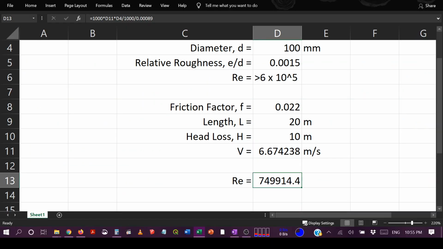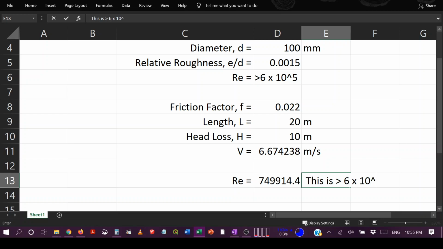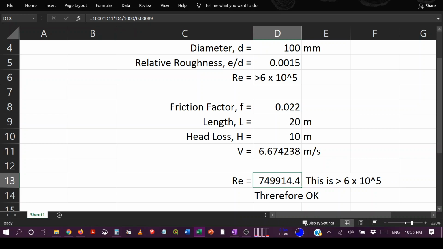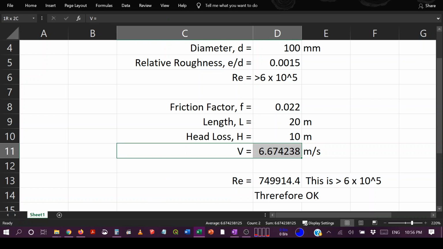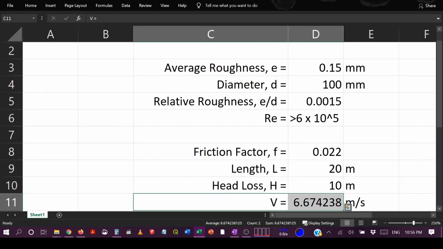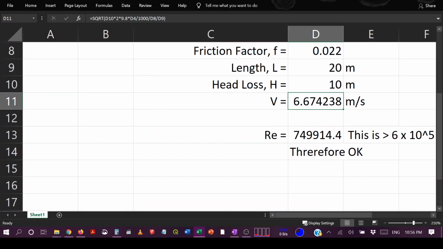For our reference, we can write down that this is greater than 6 into 10 to the power 5. Therefore, now this is the velocity of flow that we have found out. And based on this velocity, we can also find out the area.